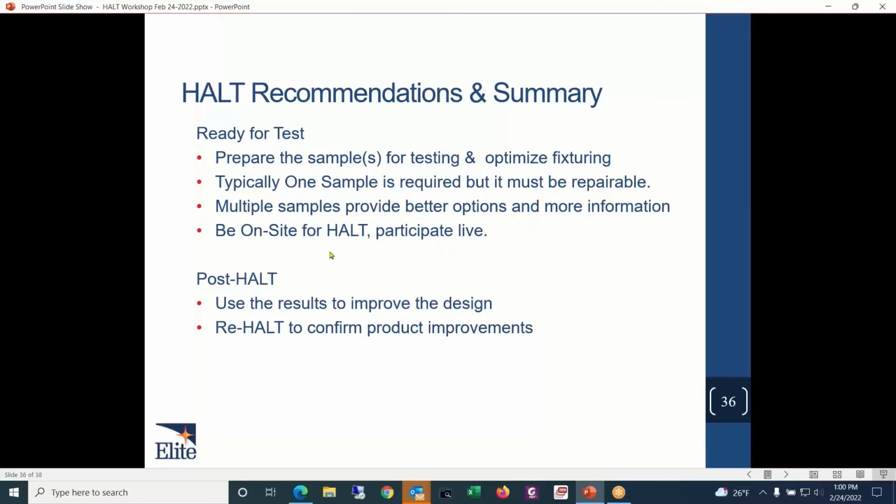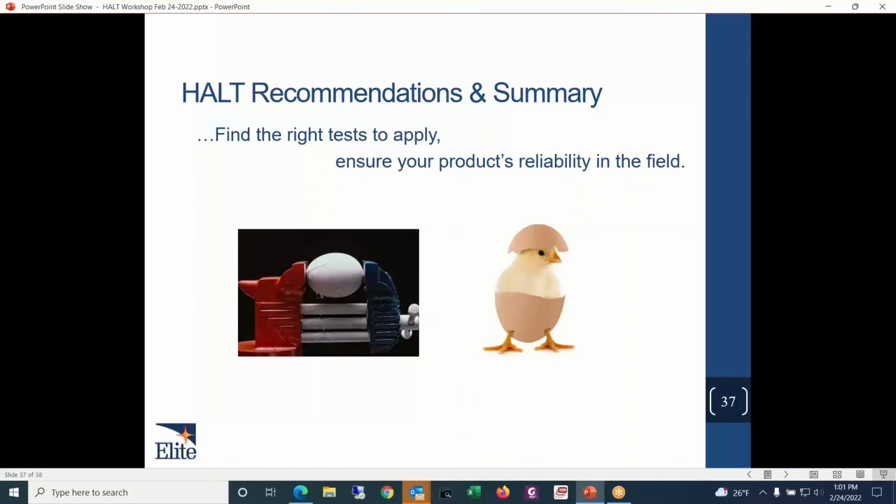We encourage our customers to be on site for HALT and to participate live. It's the most effective way to get information back to the designers, understand the product, how it responds, and how to assess future modifications to it. And then certainly having some understanding of how you're going to improve the design from these results, and then possibly rerunning the test to make sure that those changes that you made have indeed improved the product to the point where its reliability has been enhanced.